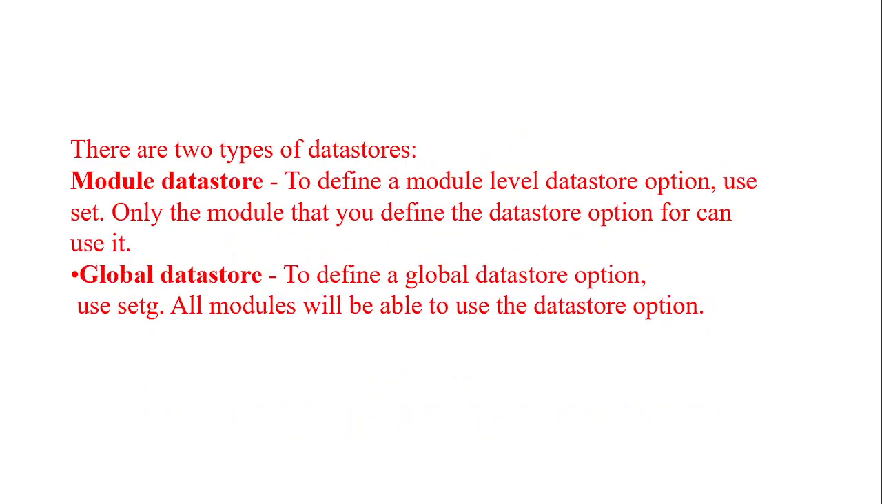There are two types of data store, module data store and global data store. Module data store: to define a module level data store option, use set. Only the module that you define the data store option for can use it. Global data store: to define a global data store option, use setg. All modules will be able to use the data store option.